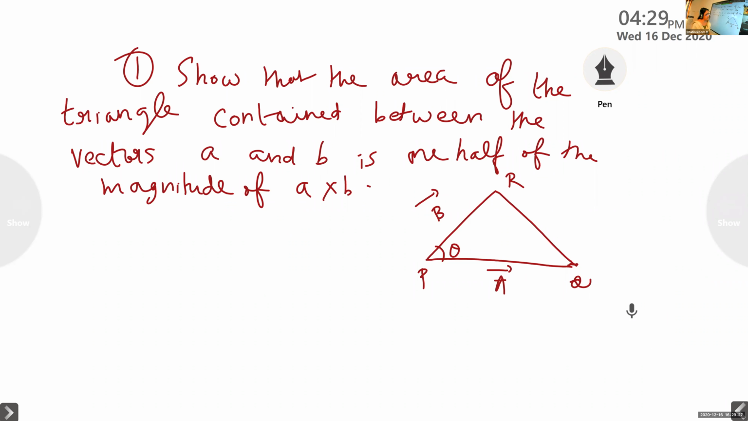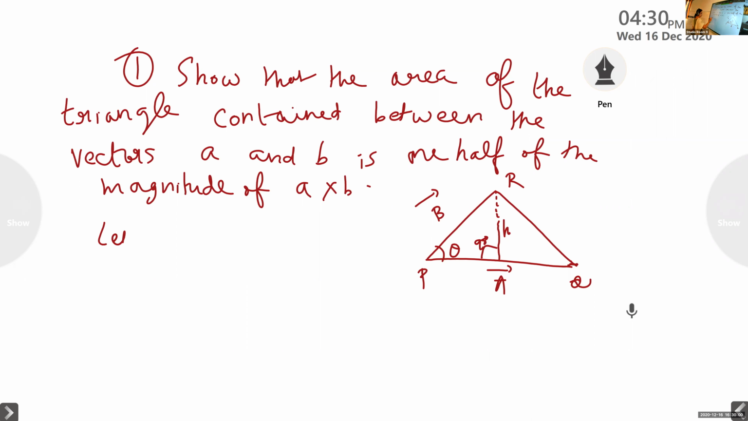Clear? So here we have base as vector A, and this is vector B. In order to get height, we draw a perpendicular. We assume this is making 90 degrees. So this is our H. We have to prove this is actually equal to half into base into height. Okay.